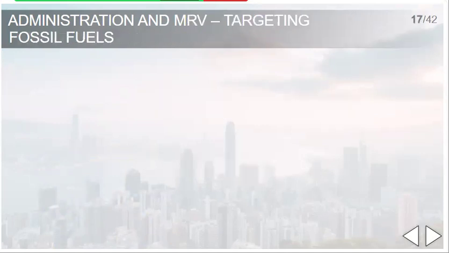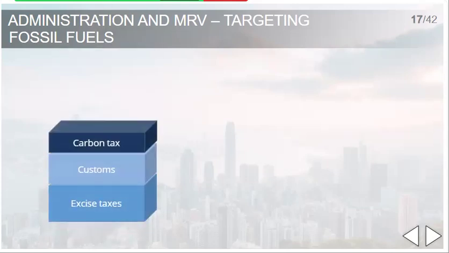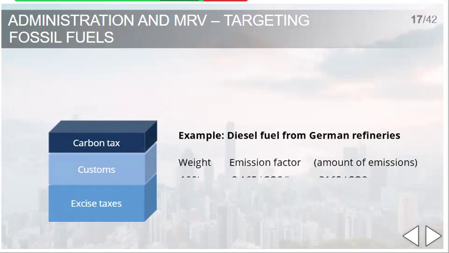So far, most jurisdictions that adopted a carbon tax have focused it on the use of fossil fuels. This has the distinct advantage of allowing the carbon tax to piggyback on existing customs and excise taxes. In these cases, MRV tends to be relatively simple and straightforward. Most jurisdictions will already have systems in place for monitoring quantities of fuel produced, imported and sold. Carbon emissions are thus easily calculated by applying an emission factor.